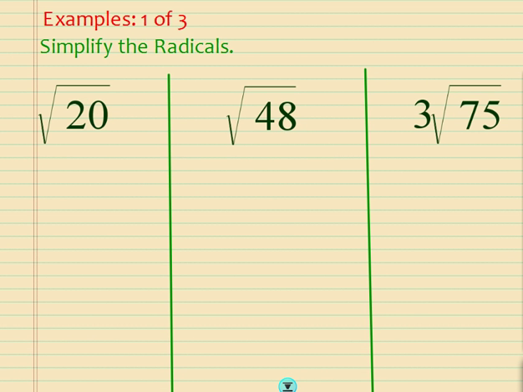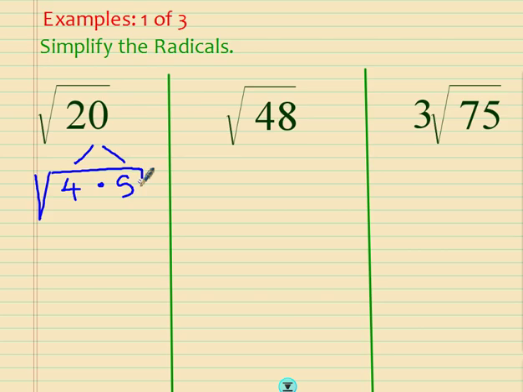Let's look at a couple of examples. When you look at a number, you're trying to identify perfect square factors. If 20 itself were a perfect square, then we would not have to look for perfect square factors. The biggest perfect square factor I can think of for 20 would be 4 times 5. So we will write 20 as 4 times 5.